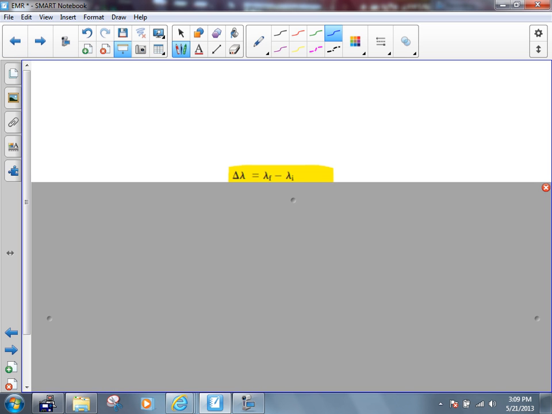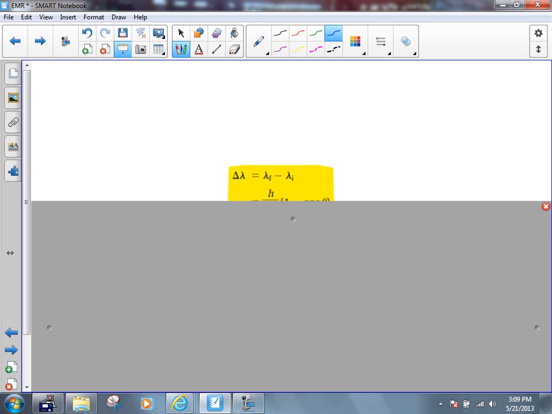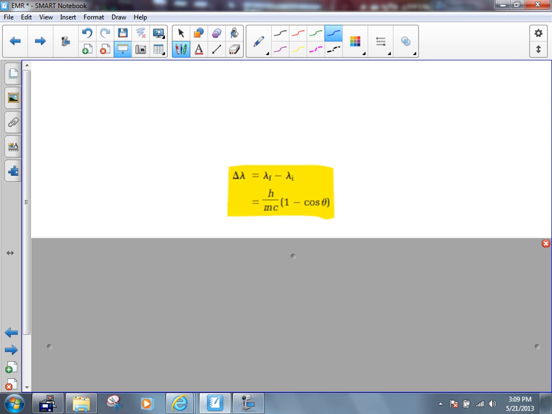Delta anything is something final minus something initial. Delta lambda is lambda final minus lambda initial. That's easy. It's the second part of the equation that's kind of challenging. H over MC times 1 minus cosine theta. H stands for Planck's constant, 6.63 times 10 to the minus 34 joule seconds. Once again, we're always going to use that value for these photon momentum problems.